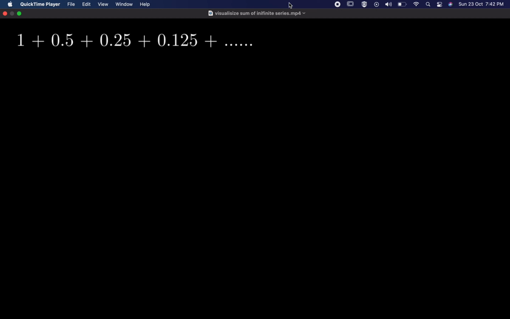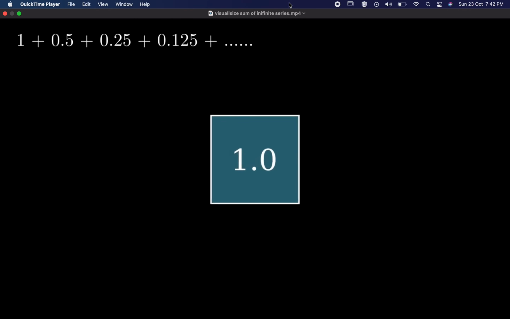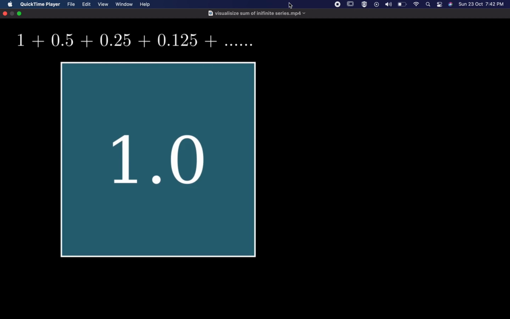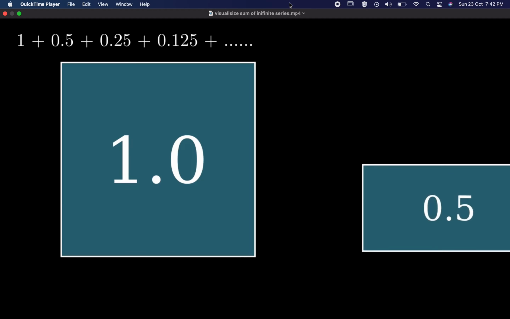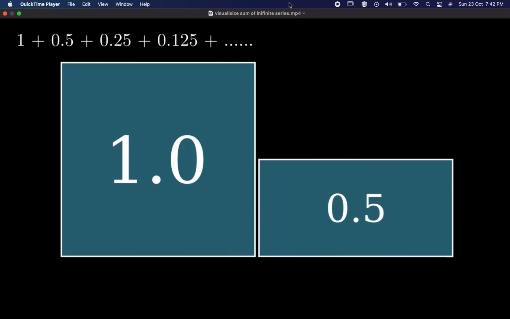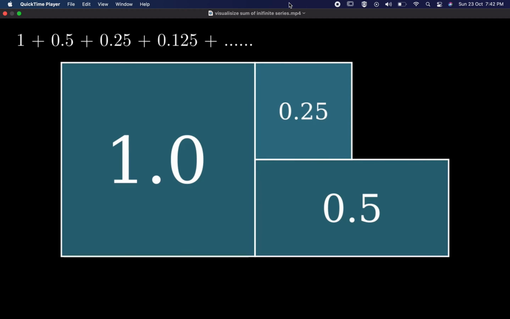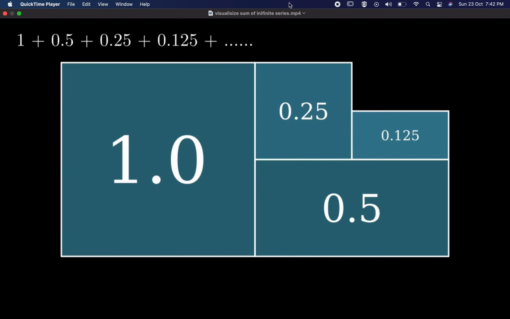This series can also be written as 1 plus half plus 1 by 4 plus 1 by 8 and so on. So let's try to visualize this geometrically. For each term in the series, we will try to allocate it to a geometric figure of equivalent area, in terms of squares and rectangles. If you can see, adding those areas of squares would result in some finite figure whose area would be equivalent to the sum of our series.